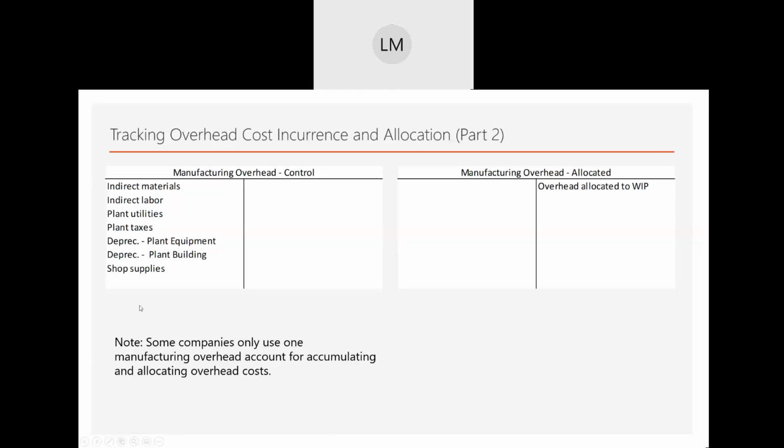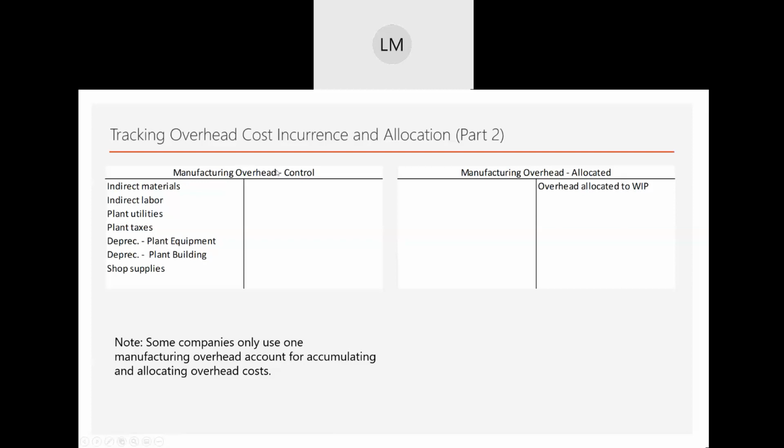Remember, manufacturing overhead costs are the costs of producing a product that are not direct materials or direct labor. And these can be varied, but these are associated with production of goods. Now, as we incur overhead costs, we're going to debit manufacturing overhead. As we allocate overhead, we're going to credit overhead allocation to work in process.